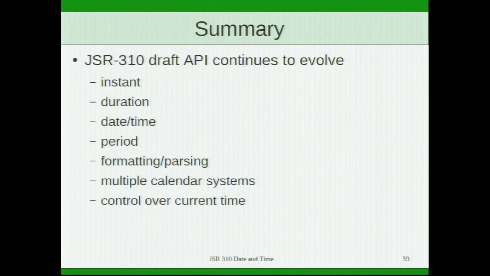So I think in summary, we've got a very robust, very complete API that deals with different concepts very cleanly in terms of instance and durations, very robust capability for date and time, period, and a very complete formatting and parsing mechanism. Support for multiple calendar systems is part of the API and needs to support worldwide use of calendars. And with the clock API, you've got control over time.